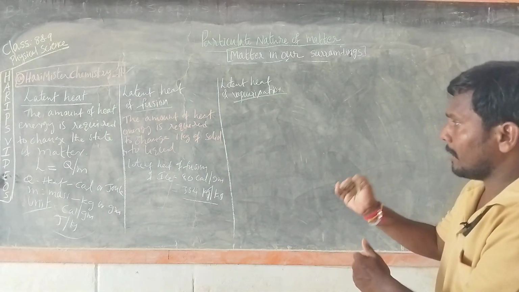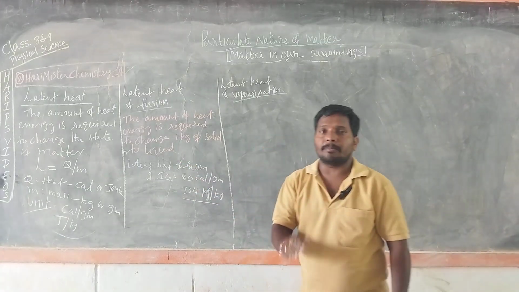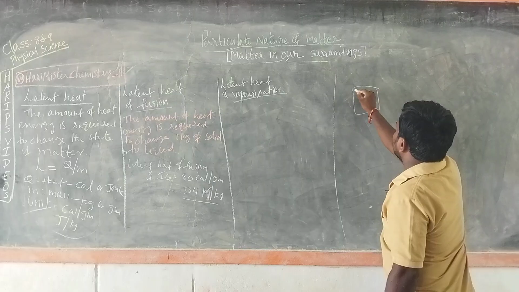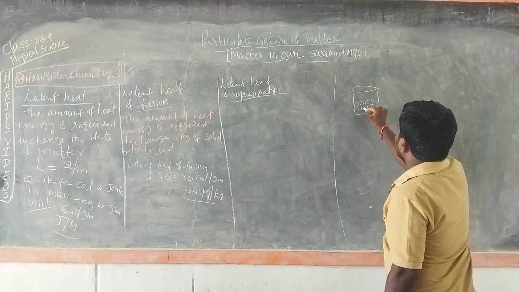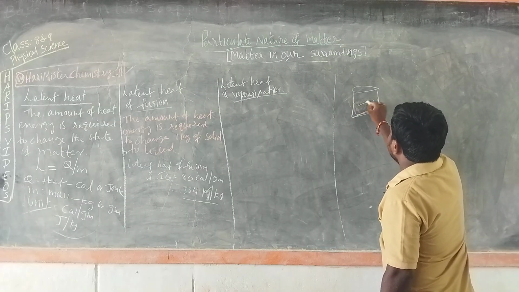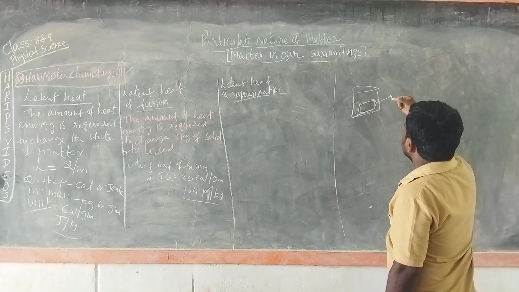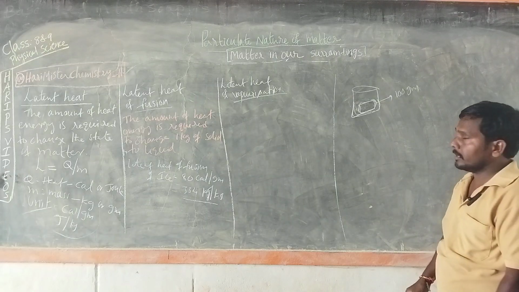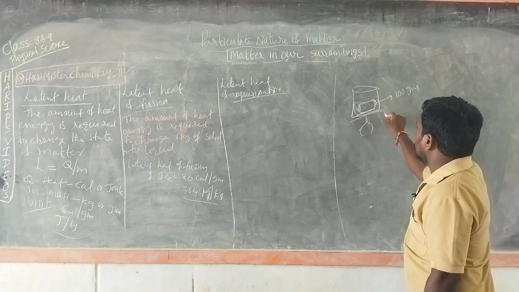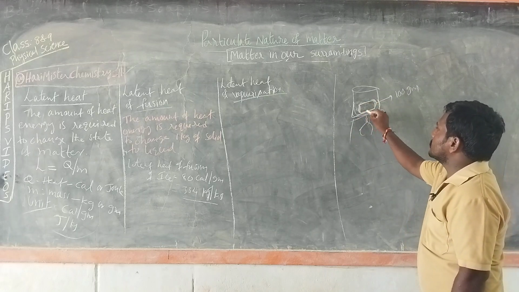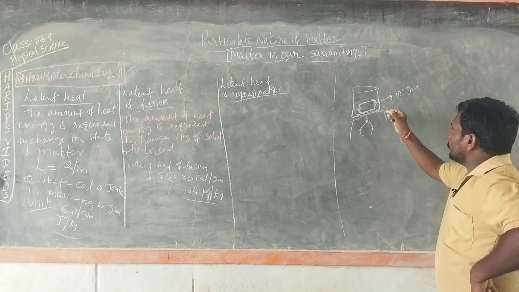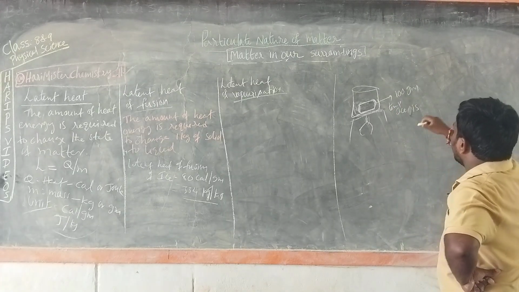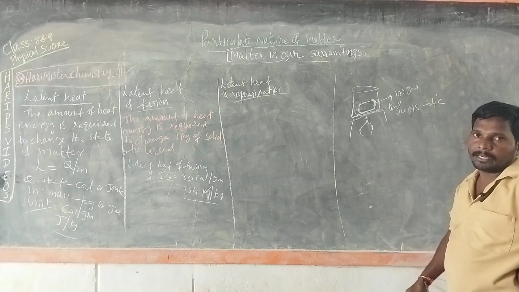Latent heat of fusion. What happens when heat energy is applied to ice? For example, let's consider a beaker in which we have taken an ice cube. Consider 100 grams of ice taken in the beaker, and on heating, it converts into liquid. Before heating, the temperature of the ice is, for example, -4 degrees centigrade.